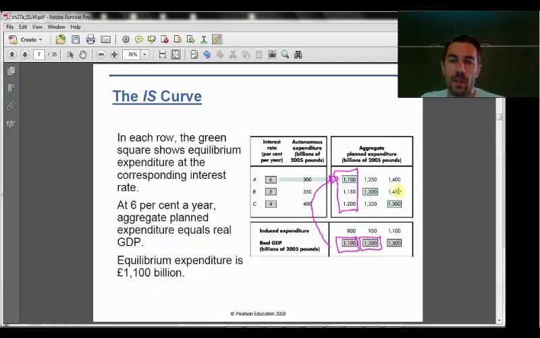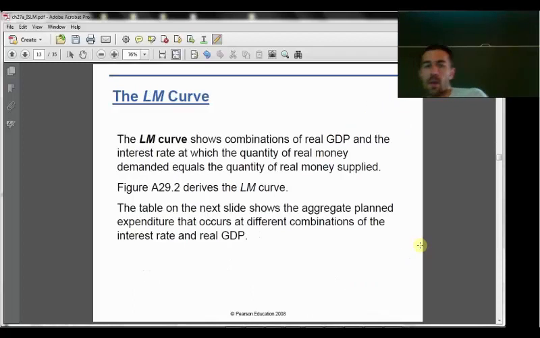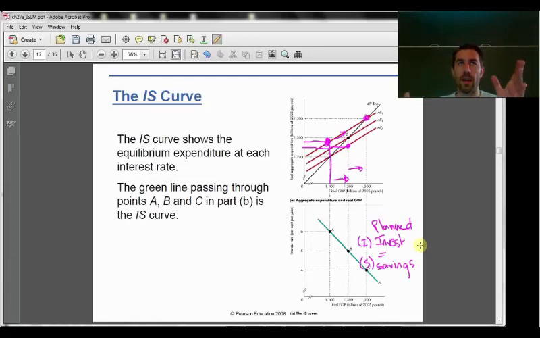Okay, so here's our second 1,300. And then again at the lower interest rates, with real GDP of 1,300, we end up with spending of 1,350. Which of those points is an equilibrium point? It's interest rate 5%, okay, and then interest rate 4% point C, okay? So that's how they put that table together. You got it? Okay? That's the IS side of things.